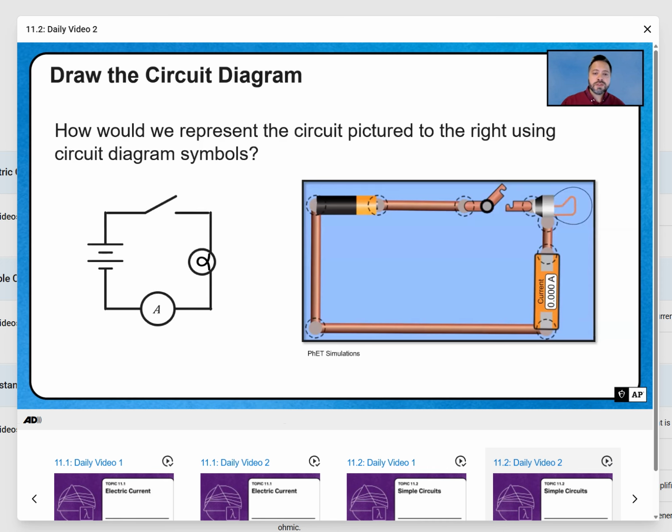So if you take a look at mine, notice the pieces aren't necessarily in the same spot. Like I didn't even draw it to scale with my circuit, but everything's in the correct relative position. So I still have the battery leading to the switch at the top. The switch leads to the bulb, and the bulb leads to the ammeter, which leads back to the battery. That's perfectly okay. Notice mine's rotated about 90 degrees. It's not going to matter.